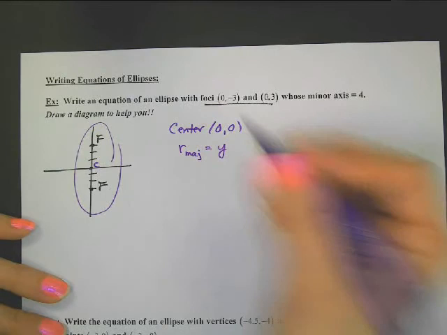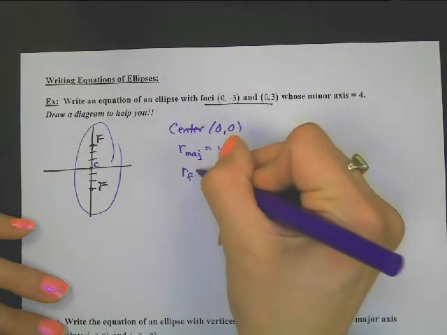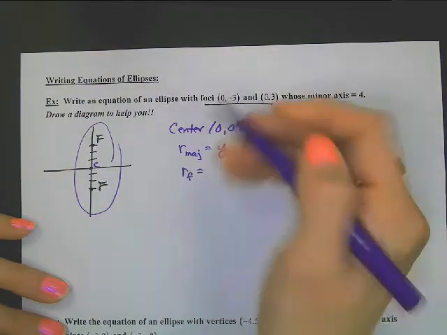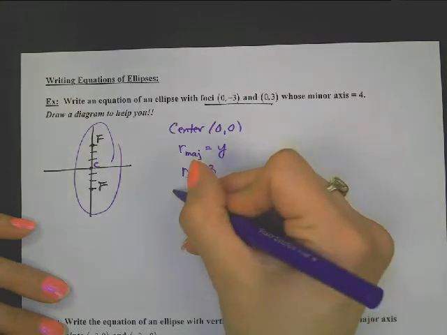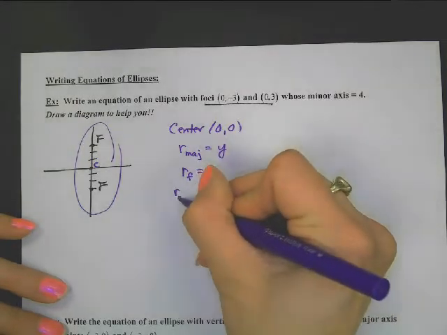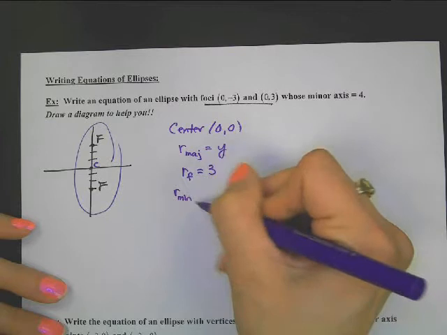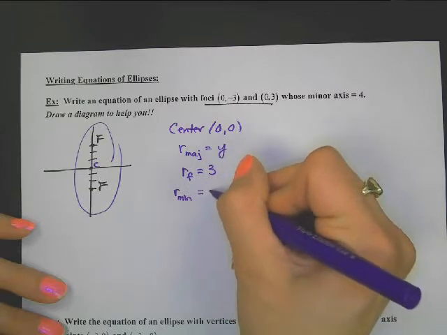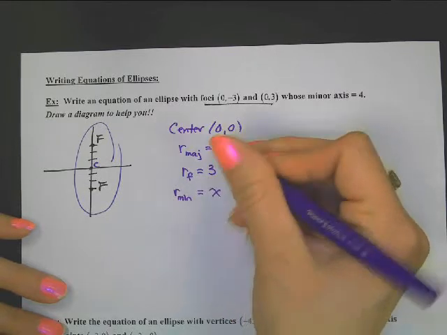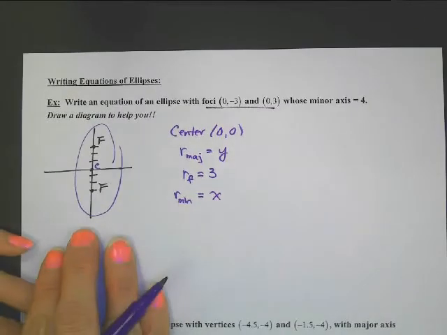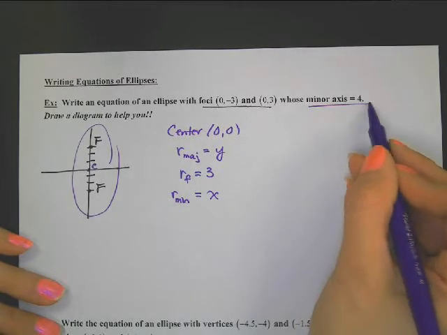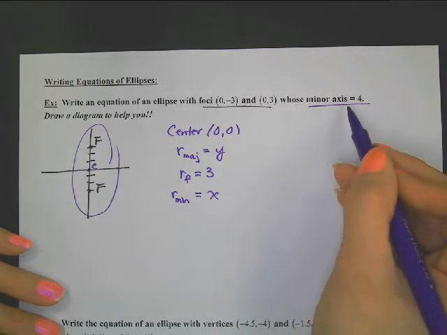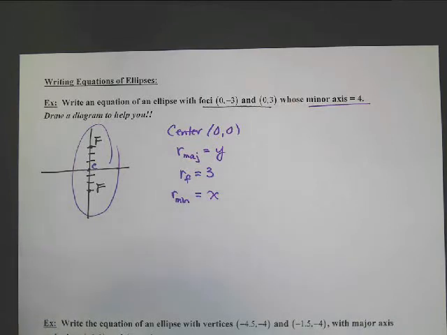Okay. Do you know R sub f? R sub f is 3. Okay. And let's see. How about R minimum, or the minor? Who's the minor axis? X. Okay, great. That's a lot of information just off of one fact. Let's get some more information. The minor axis is length 4. Okay, the minor axis is the x-axis.